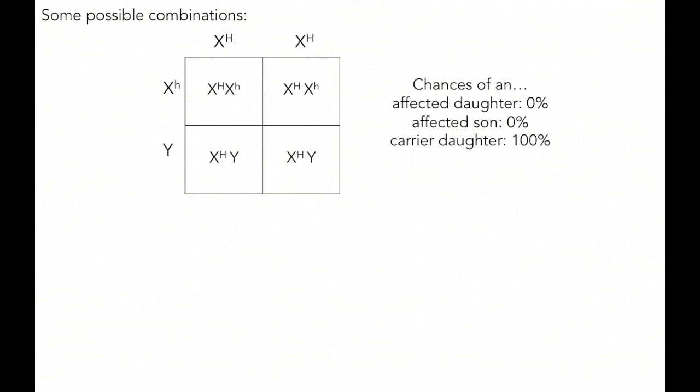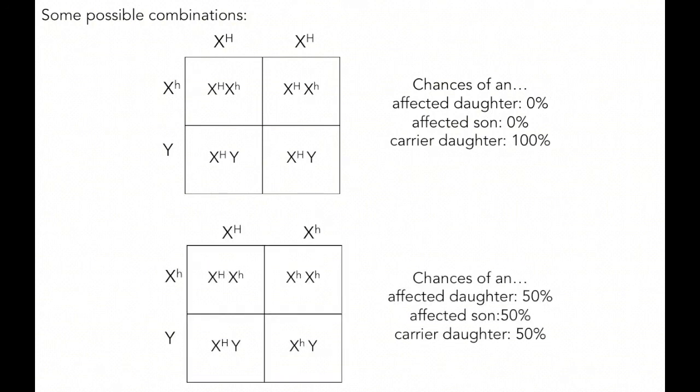Now let's see what would happen if a carrier female were to have children with an affected male. The chances of getting an affected daughter or son would be 50%, as well as the chances of getting a carrier daughter. Although the carrier would not display color blindness deficiency, she would still possess the trait and would be able to pass it on to her children.